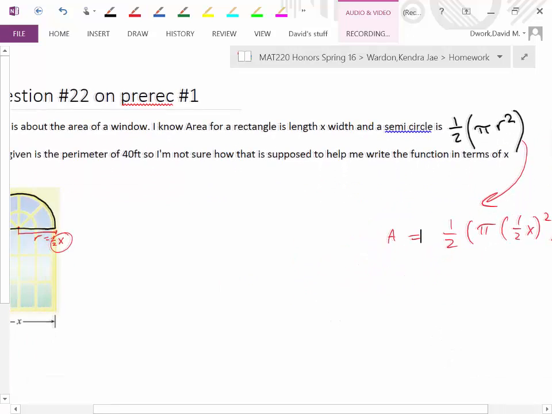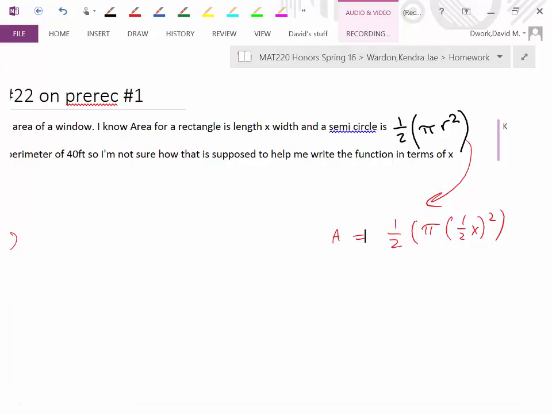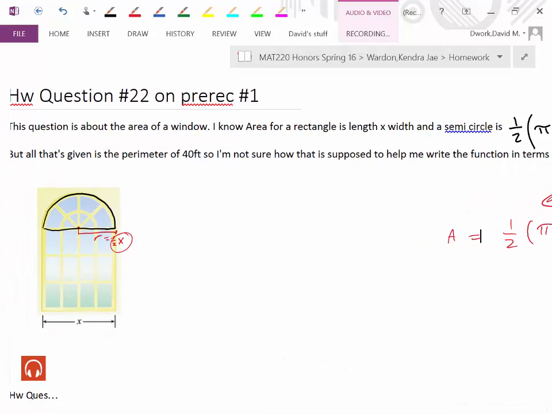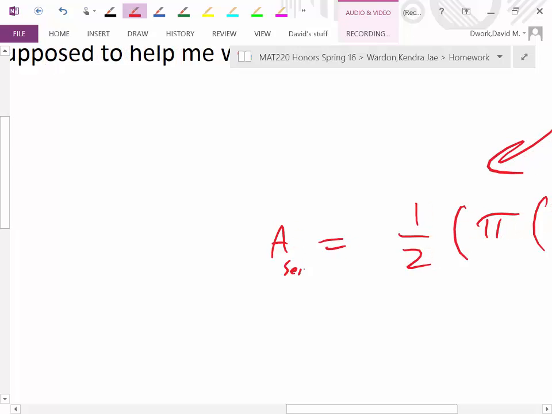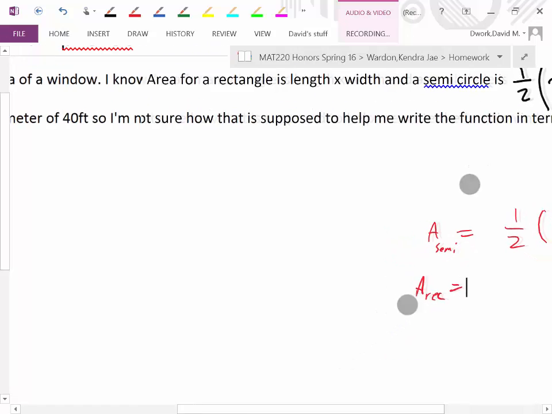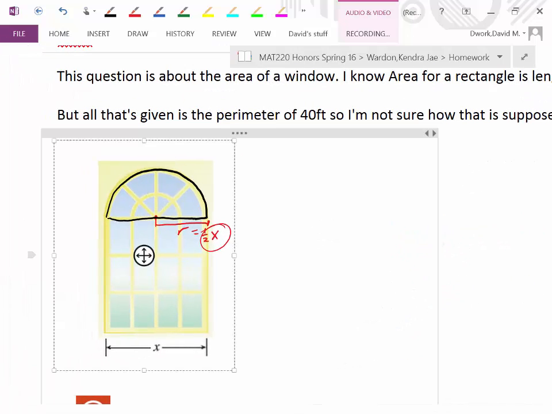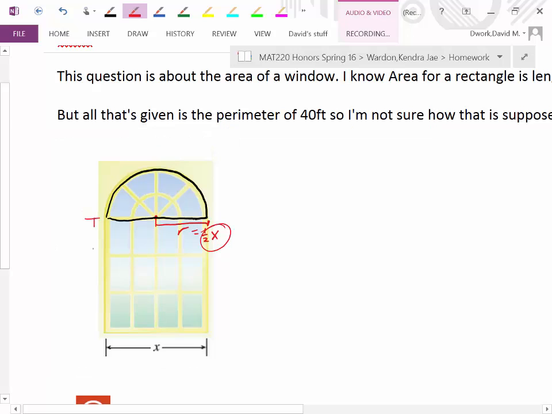All right, so fantastic. Now we also need the area of the rectangle, right? If we're going to find the area of the whole window, that's just the area of the rectangle. It's in terms of x. We're great. Okay, so this is the area of the semicircle. Now we need the area of the rectangle. All right, so back to our picture here. We know the length is x, but what about the width? I need some way of getting that into terms of x. Well, I don't have any relationship. There's nothing I've got. So let's look back at the problem and see if there was any additional information.